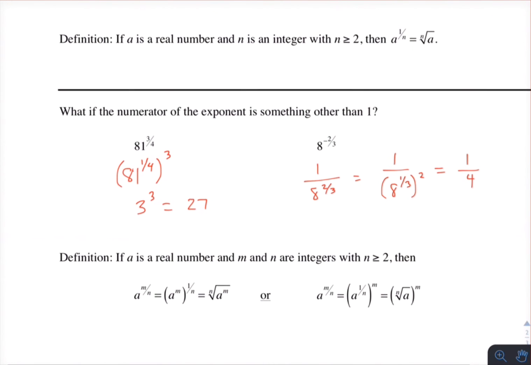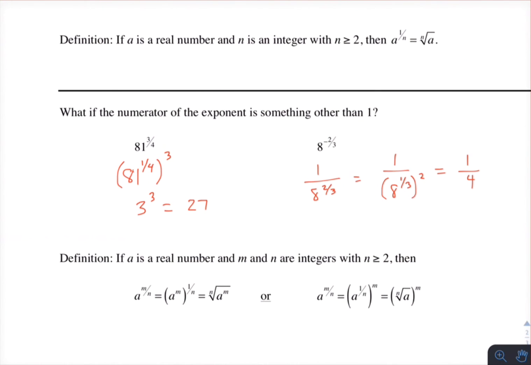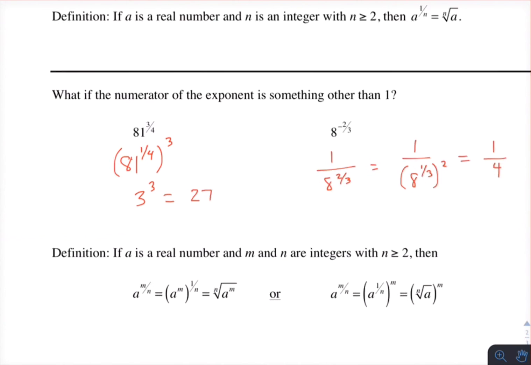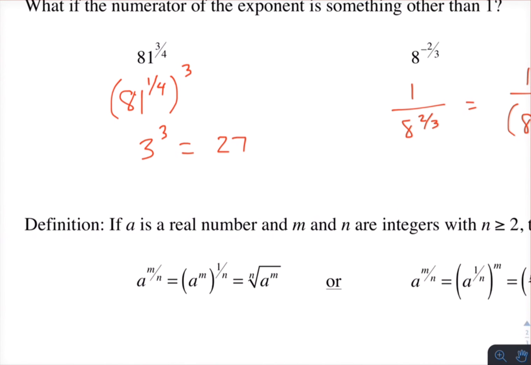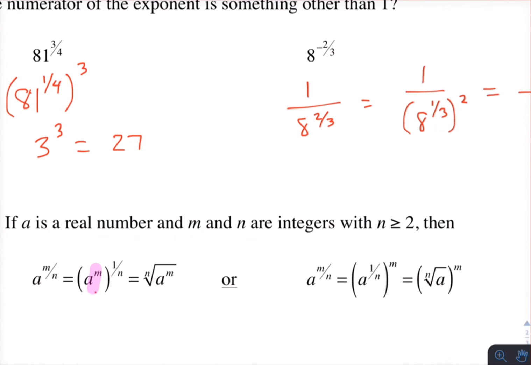So here's what we got. Again, a real number, and now we have m and n that are integers greater than or equal to 2. You can think of it in two ways. You can leave the numerator as the exponent, as we're doing here, and then raise that to the fraction, which would get you the nth root of a to the m. Or you could raise to the fraction and then raise that to the numerator. And notice that you get the nth root of a, all of that raised to the m.